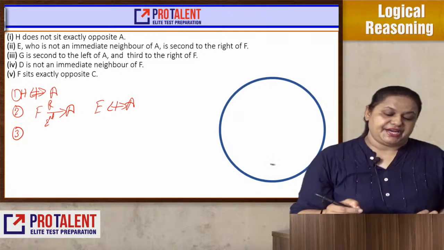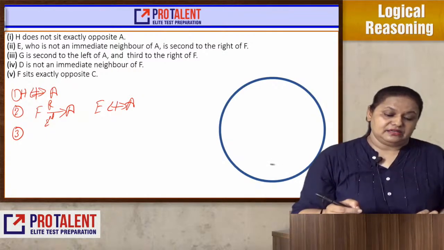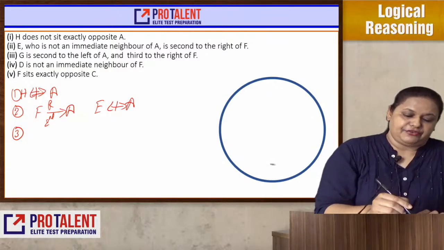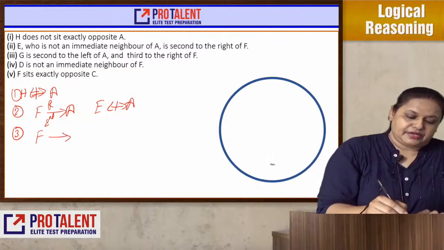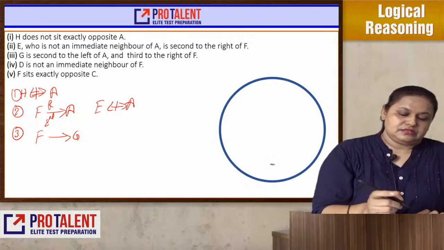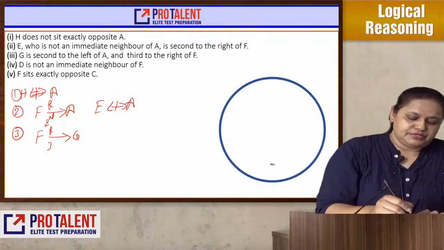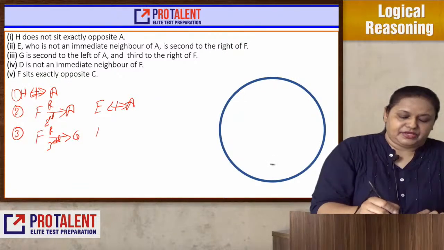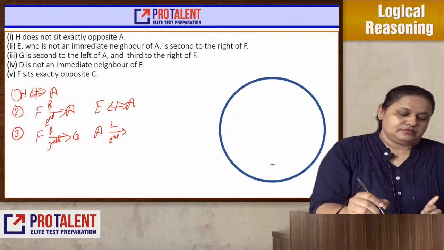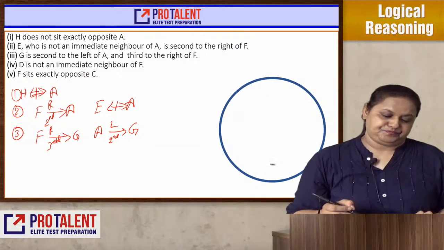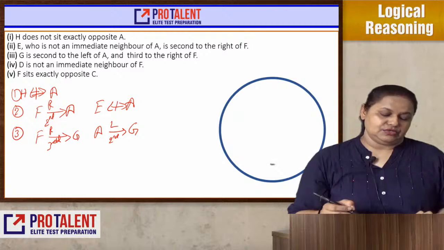G is second to the left of A and third to the right of F. So it's talking about F. With respect to F, G is in the third position to the right, and G is second to the left of A. A के left में with respect to second position. G is second to the left of A, and G is third to the right of F.